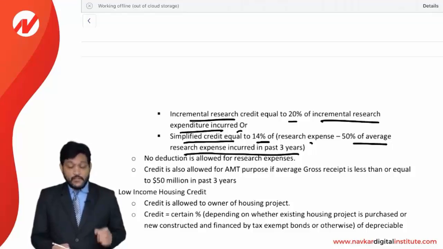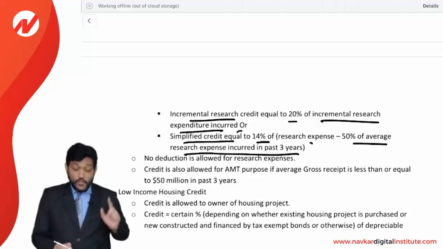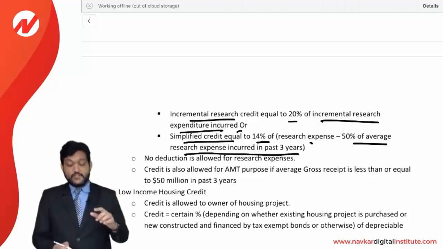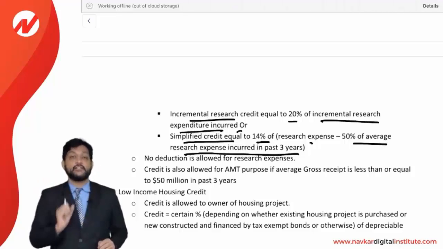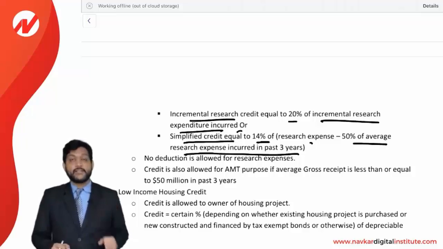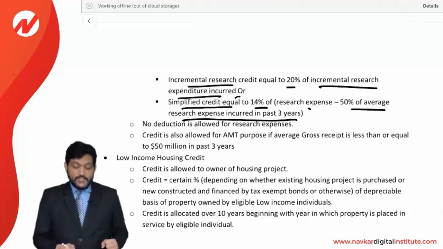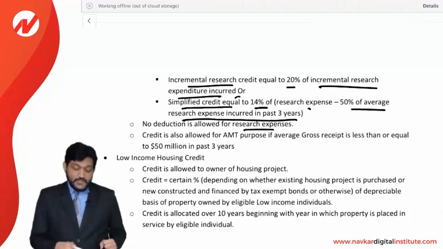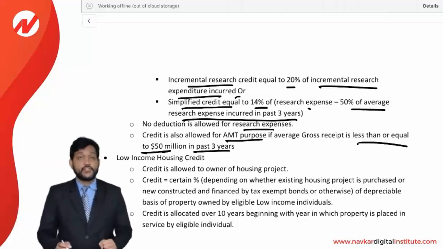Two options have been given. Either option can be chosen by the taxpayer. No deduction is allowed for a research expense, only the credit is allowed. Credit is also allowed for AMT purposes if the average gross receipt is less than or equal to 50 million in the past 3 years. So there is a condition for claiming this credit in AMT. You need to consider this.